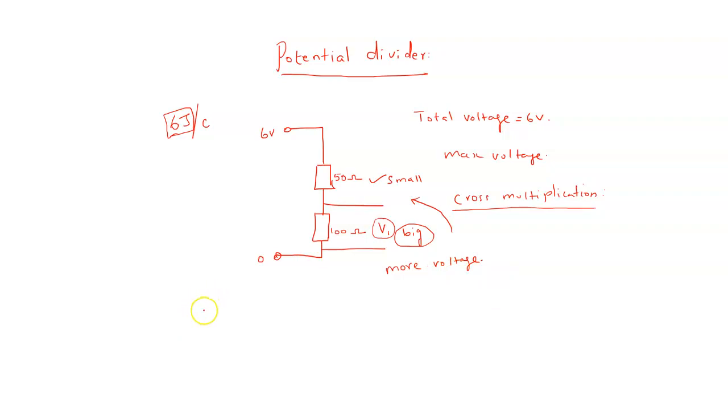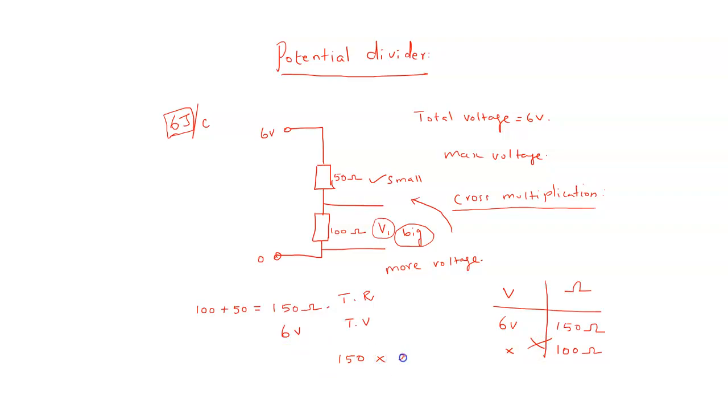So here is the calculation. How many resistors are there? 2 resistors. First you add these resistors, 150. This is the total resistance. What is the total voltage? 6 volts. Now you make a column: here is the volt and here is the resistance. So the total resistance is 150 ohms, which takes 6 volts. Now I want to find it for the 100 ohm. Here is X. Now you cross multiply.